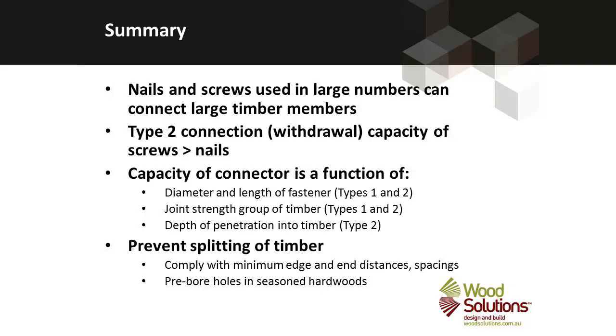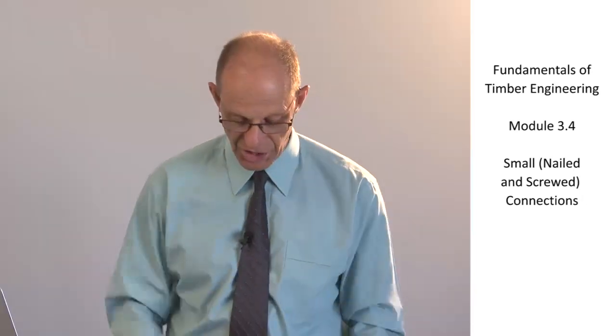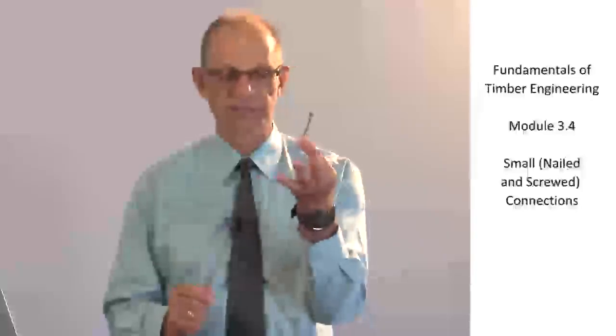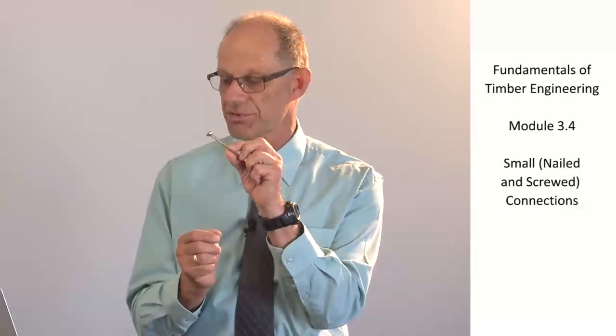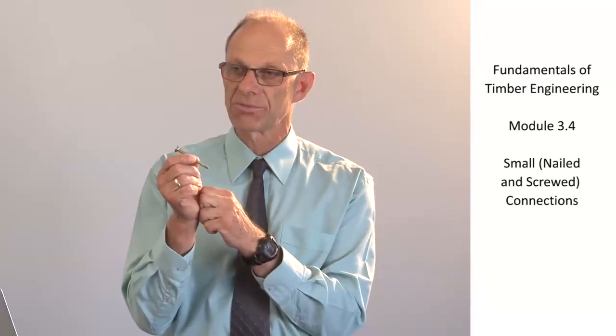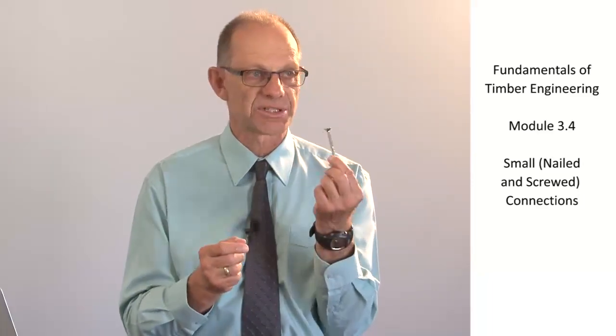In summary, nails and screws used in large numbers can be used to transfer quite substantial loads in structural connections. In the type 2 connection, a screw has a much higher capacity than a nail, but in a type 1 connection they both have very comparable capacities. The capacity of the connection is a function of the diameter and the length of the fastener, but also the strength of the wood as measured by the joint strength group. And by detailing a connection properly, we can be sure that that connection is going to perform for a large number of years without splitting.